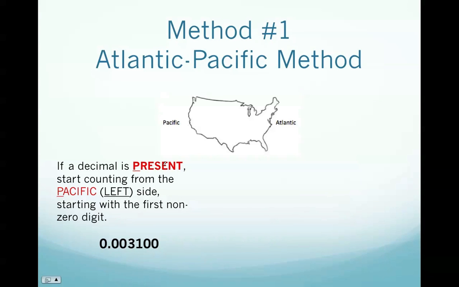If a decimal is present, start counting from the Pacific or left-hand side, starting with the first non-zero digit. So in this number, I have a decimal point present. I'm going to start on the left-hand side and go over until I hit my first 1 through 9 number. Once I get there, I'm going to continue counting anything from that point on, ignoring these zeros out in front. I then continue to count anything after that point, including these zeros at the end. So this number, we would say, has 4 significant figures.